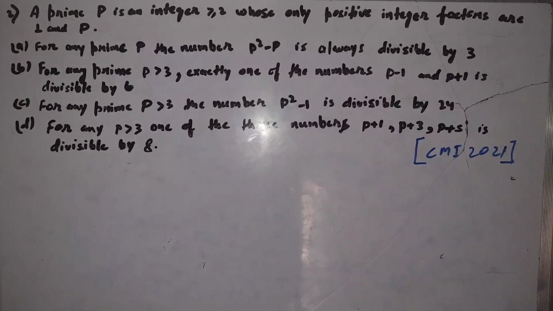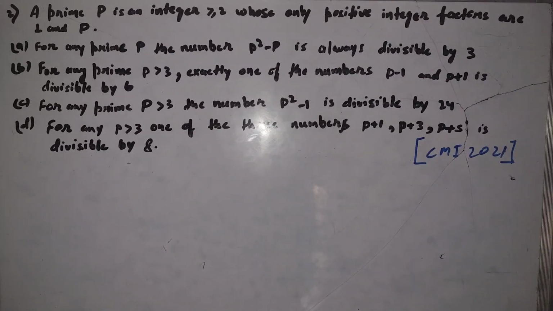So this is the second problem of CMI paper 2021, paper 1. In this, we have to deal with prime numbers and the properties they follow. A statement is given, along with a definition of prime number p, and for the four statements A, B, C, D we have to identify whether they are true or false.